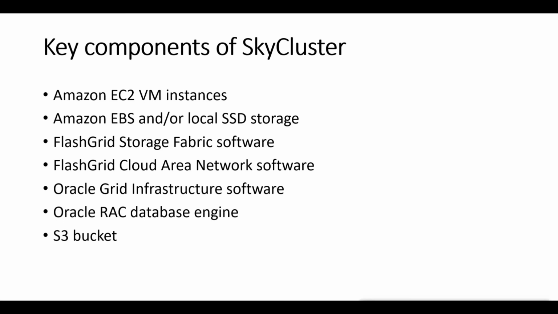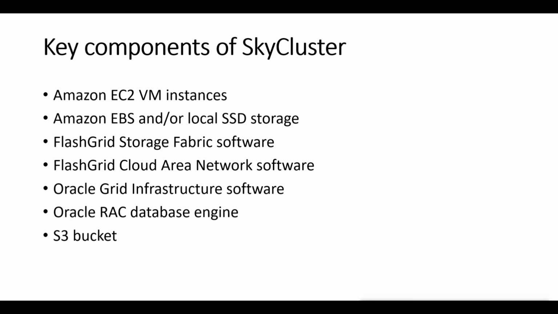So the key components of SkyCluster are EC2 VMs needed for the nodes, and one more thing: if you need a 2 node RAC, then 1 quorum node is also needed. If it's a 3 node RAC, then 2 quorum nodes are also needed. So 2 extra EC2 instances will be needed. Amazon EBS or local SSD storage, FlashGrid Storage Fabric software, Cloud Area Network software, Oracle Grid Infrastructure software, RAC Database Engine, and S3.